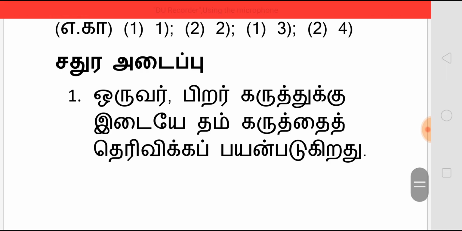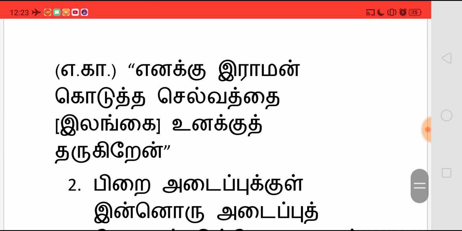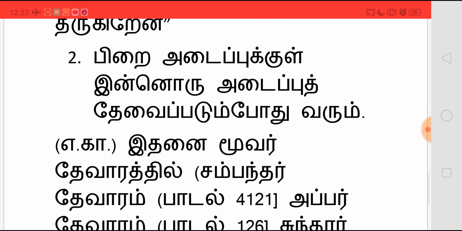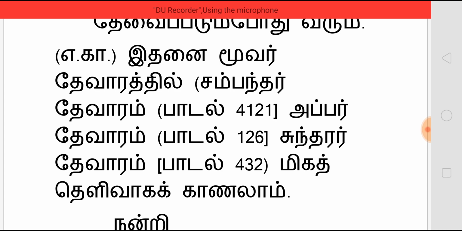That is when we are saying some information, and in that, if we are inserting others' ideas or concepts in that, we will use it. For example, எனக்கு ராமன் கொடுத்த செல்வத்தை [இலங்கை] உனக்கு தருகிறேன். Now இலங்கை, he did not say directly, but செல்வம், he meant it as இலங்கை. He meant இலங்கை only as the செல்வம். And பிறை அடைப்புகள், that is whenever we need more information, we'll use it like இதனை மூவர் தேவாரத்தில். And who are those மூவர்? We inform by saying சம்பந்தர் தேவாரம், அப்பர் தேவாரம் and சுந்தரர் தேவாரம். மிக தெளிவாக காணலாம் ends the sentence.